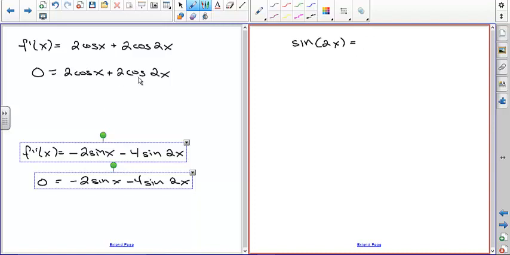There's going to be 4 values of x that make that happen. So you don't need to use a reference angle technique that we've done before.